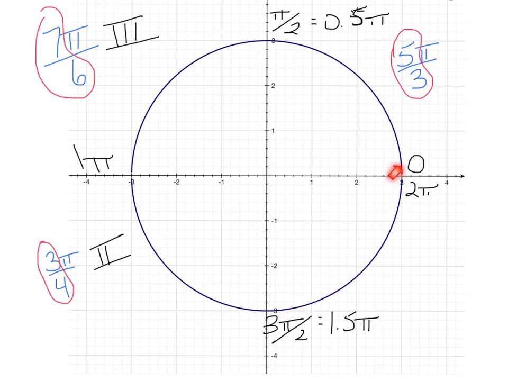Now you could go through the same reasoning from the very beginning. 5/3 is not between 0 and 1/2. It's not between 1/2 and 1. Not between 1 and 1.5. So it's got to be in the fourth quadrant.